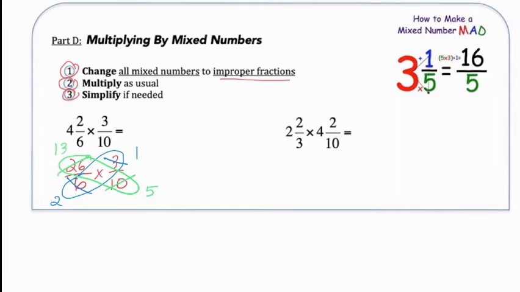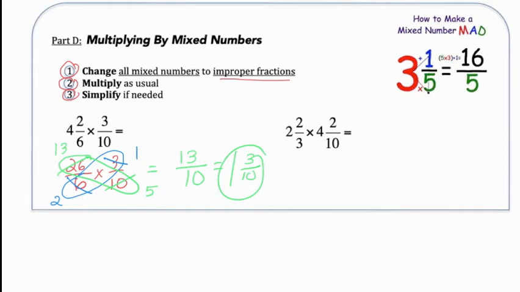Now I'm ready to do my multiplying. I've got 13 on the top times the 1 on the top leaves me with 13 as my numerator. On the bottom, I have a 2 times a 5, leaving me with 10. And we need to turn that back into a mixed number because it's an improper fraction. 10 goes into 13 one whole time, and there are 3/10 left over.